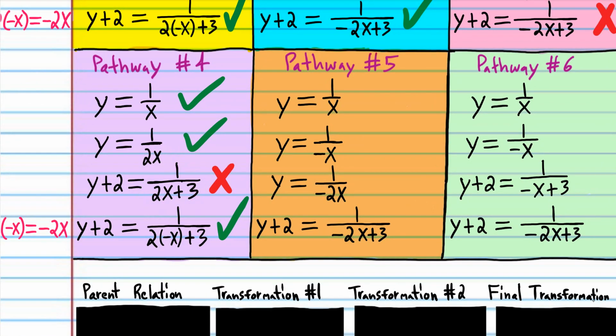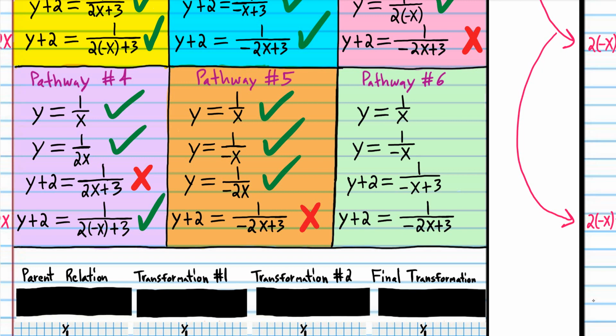In pathway number 5, we have the parent equation. Then we're replacing x with negative x. That tells us to reflect across the y-axis. Then we're replacing x with 2x. That tells us to divide all x values by 2. And then in the last step, that's where we have the problem. We're not adding 3 to x, we're adding 3 to negative 2x. The transformation properties don't tell us how to modify the graph in that situation.